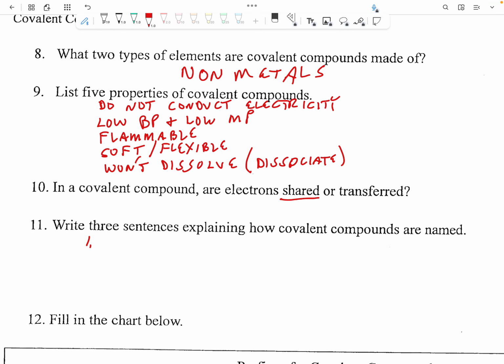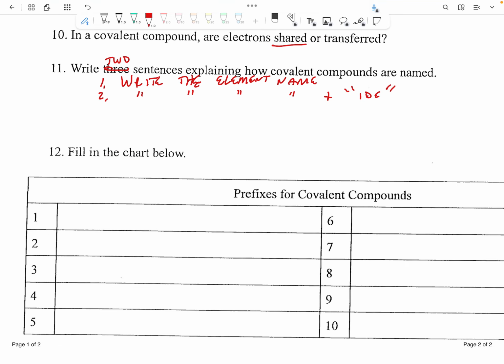Well, one, I'm not going to put it in sentence form necessarily. You write the element name for the first part of the compound. The second one, write the element name plus you add IDE. And really, that's just 2 things that you need to know about that. Okay, adding IDE and then writing the element name for the first part of the compound. Now we're going to go fill this chart in.